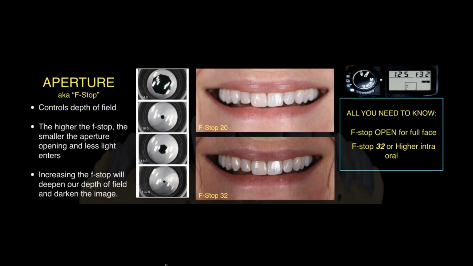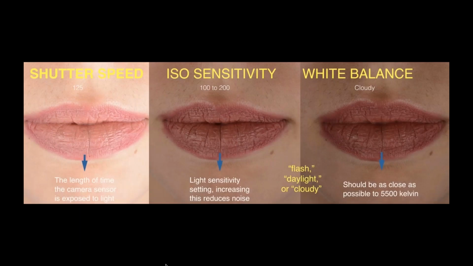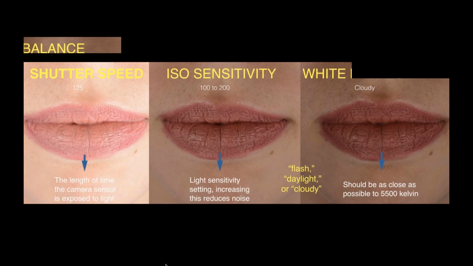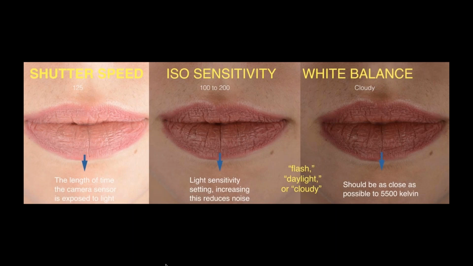So I would tell you, for me personally, f32 or higher all the time, and I'll adjust the lighting in my camera to compensate for that. I also mentioned to you the speed. The speed that I work in is usually about 125 to 200 at the max.